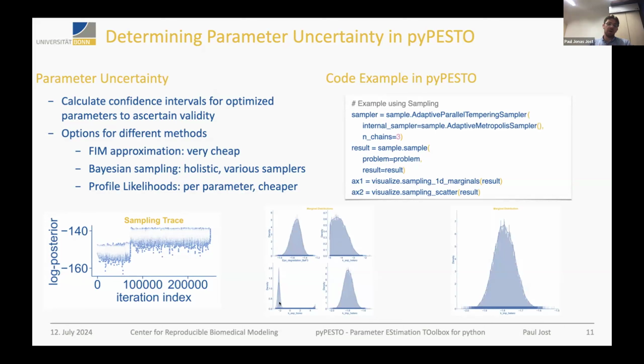How do the marginal distributions look like? You can also visualize the scatter distributions. We don't have them in here yet because there was no way to make them look nice on a tiny part of the slide, which shows you what the correlations between two parameters are. And so with this, you can evaluate basically your confidence intervals and your uncertainty of the parameters.